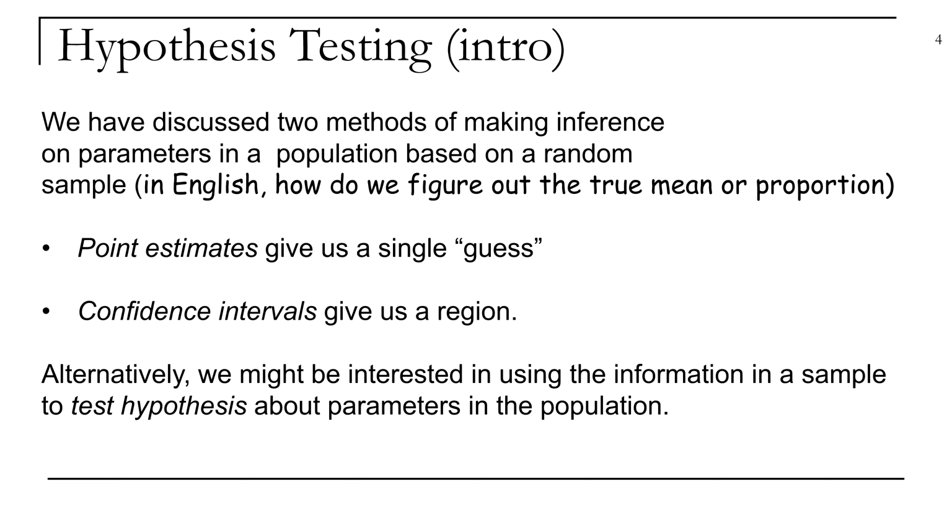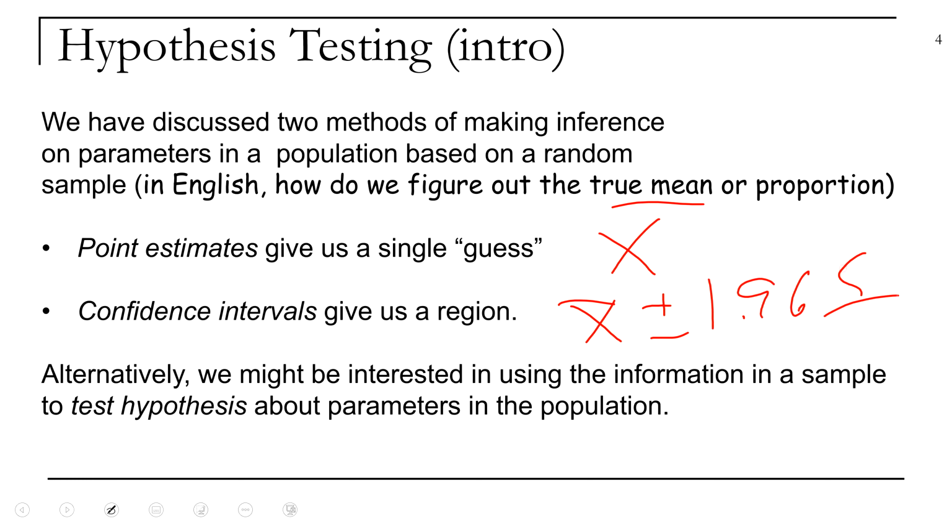What's hypothesis testing? Well, point estimates give you a single guess. That's like x bar. Confidence intervals give you a region. That's x bar plus or minus, say, 1.96 s over root n. Alternatively, you may be wanting to ask a specific question about a population parameter. So we want to ask a question about mu. Does mu equal some value? And that's called a hypothesis test. So if we're asking a specific question about mu, that's a hypothesis test.